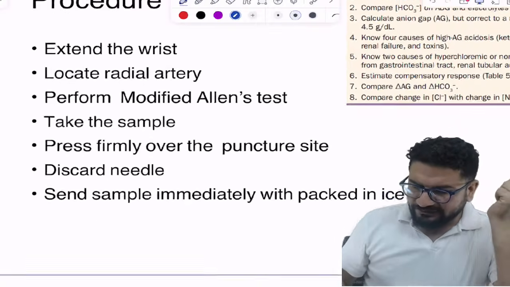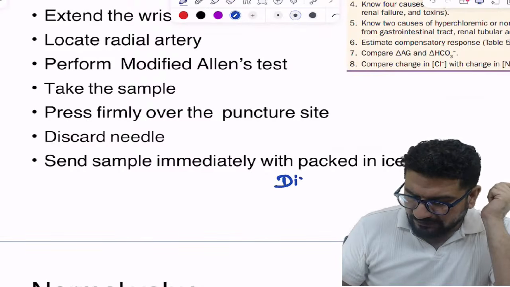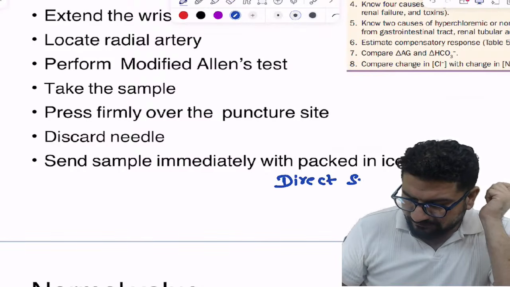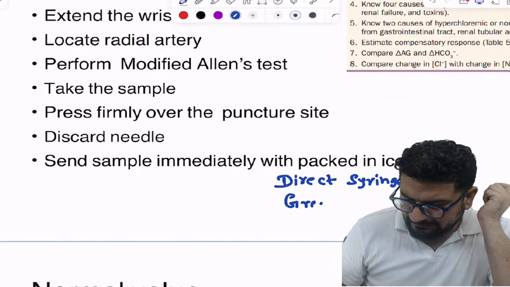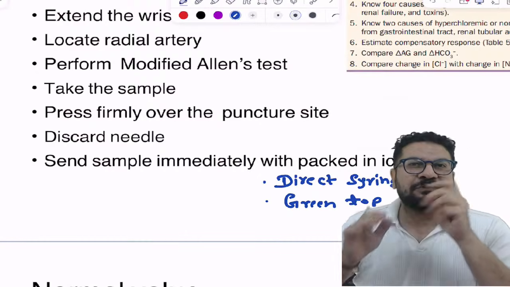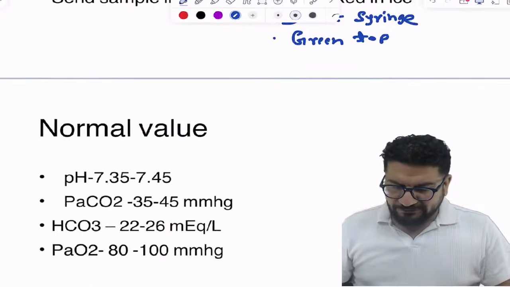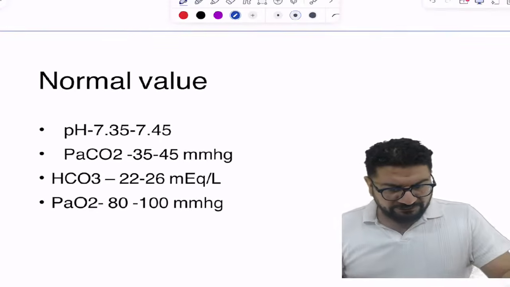So sometimes they ask you how we send. We can send the sample directly, we can send direct syringe, or we can send this in green top vacuum. But more important, they ask you questions based on numericals. So let us see the normal value. So normal pH is 7.35 to 7.45.